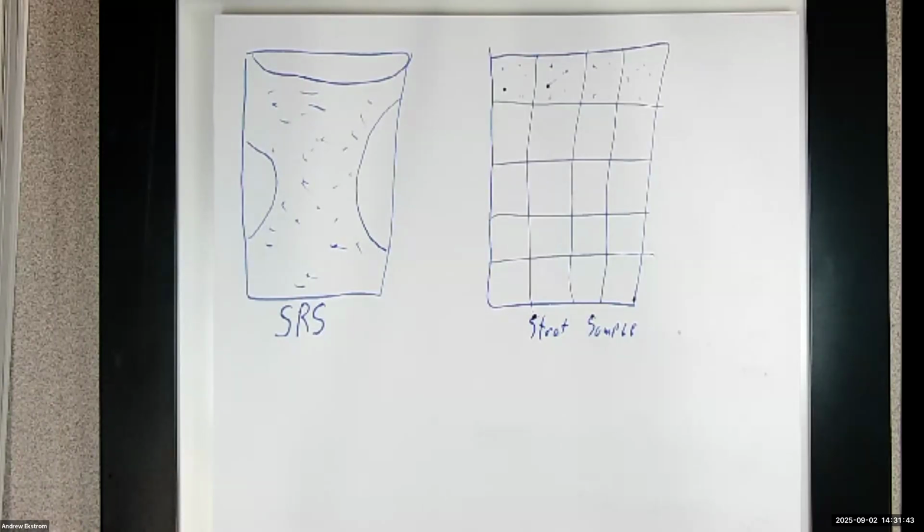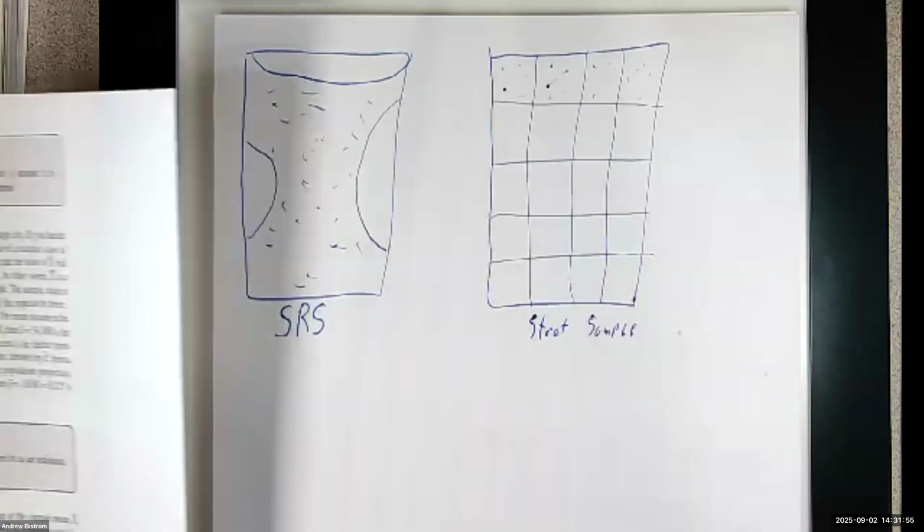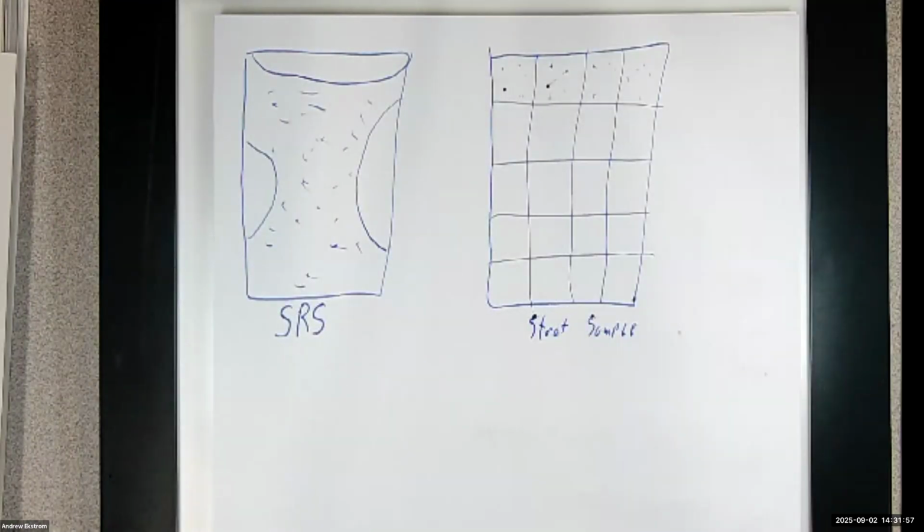So 7.2, again, I can't read anything that's on there either. But we have some more definitions. Parameter versus statistic. It says a parameter is a constant, although its value may be unknown. A statistic is a random variable whose value depends upon the chosen random sample.